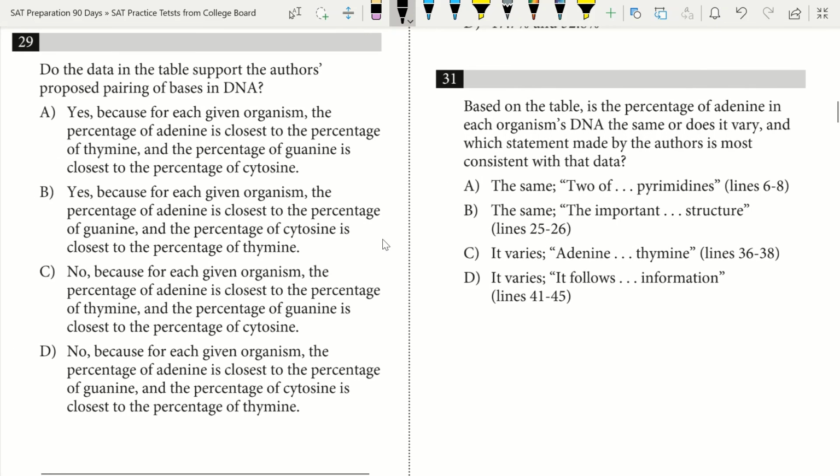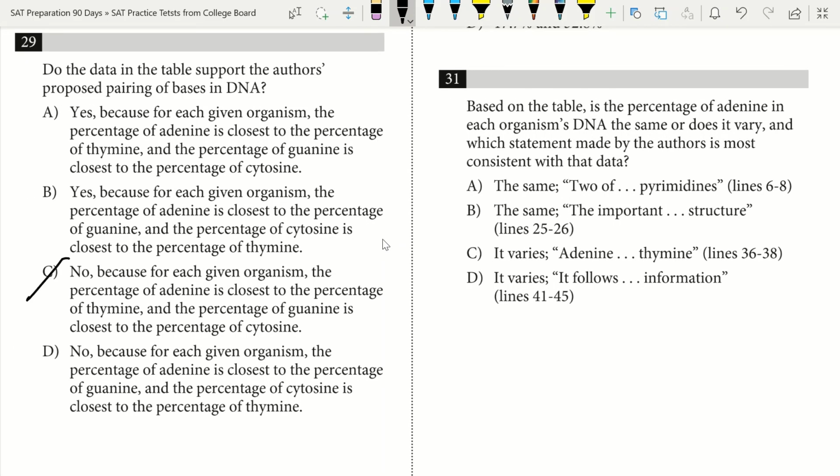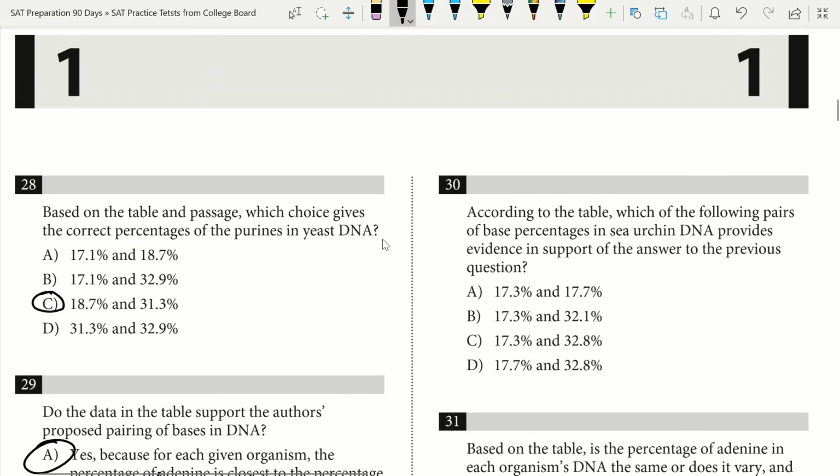So we've got A, yes it does. We know that it does because we just took a look at the graph, so we can get rid of C and D. Next, because for each given organism, the percentage of adenine is closest to the percentage of thymine and the percentage of guanine is closest to the percentage of cytosine, yes. Right, we have our G's pairing with our C's and we have our A's pairing with our T's, just like it did in that table there. So we know that A will be our answer for 29. Now we can move on to question 30.